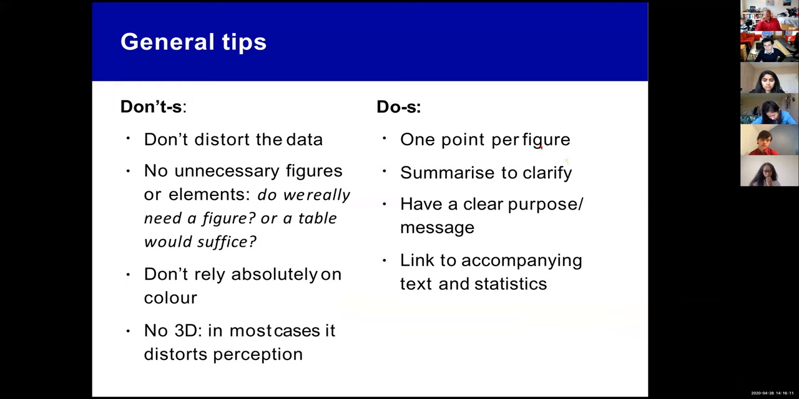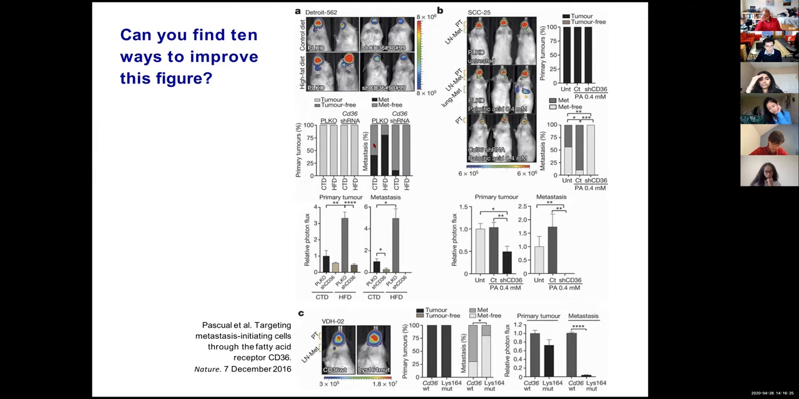And the do's are: one point per figure. Don't try to make many points per figure. Split it up into two figures if you're trying to make two points, because put together they might not make it well. Summarize to clarify. Have a clear purpose, a clear message, and then link to the accompanying text and statistics.